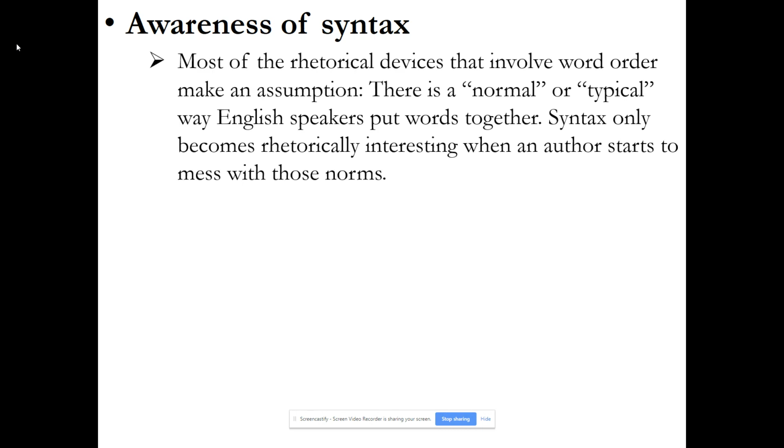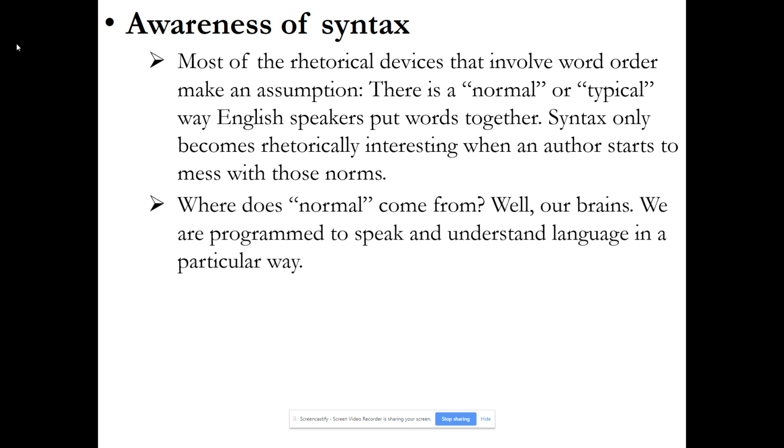So, a little more on awareness of syntax. Most of the rhetorical devices that involve word order, as I said a moment ago, make some assumption: there is a normal or typical way that English speakers put words together. And syntax only becomes rhetorically interesting, it only matters to us as people engaging in rhetorical analysis, when an author starts to mess with the norms of English syntax.